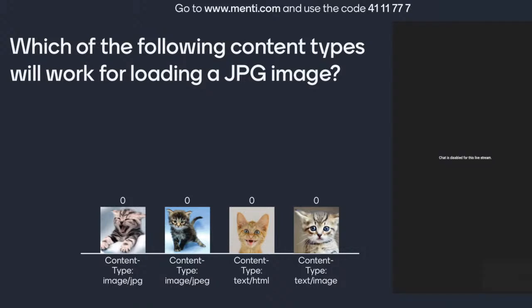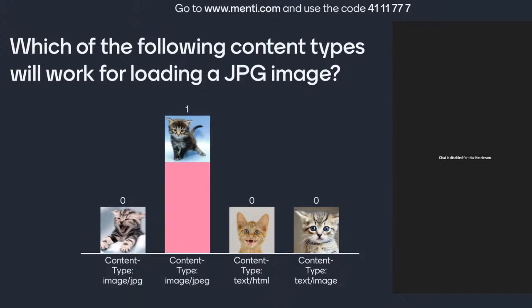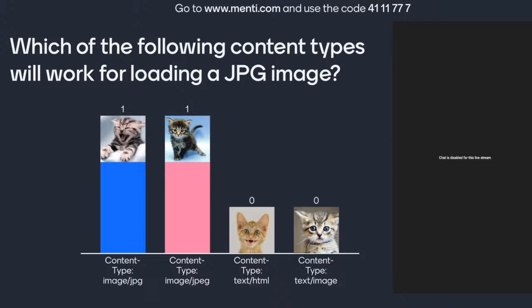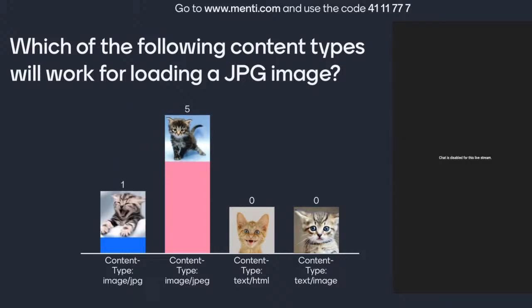So let me see if I can get this working for you. I'll open the quiz, and I'm interested in which of the content types will work for changing a JPEG to a JPEG image. I'm going to open the shortcut, and I'm going to open it for voting. So the content type is: content image JPG, image slash JPEG, text slash HTML, or text slash image. So what kind of content type do we use if we want to send an image to a web browser using our server? Anybody remember what we typed?